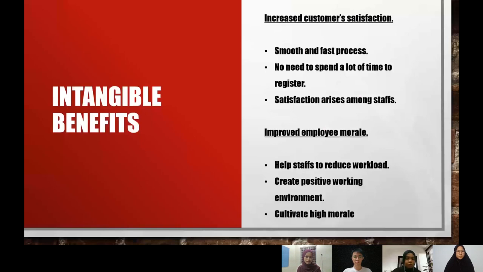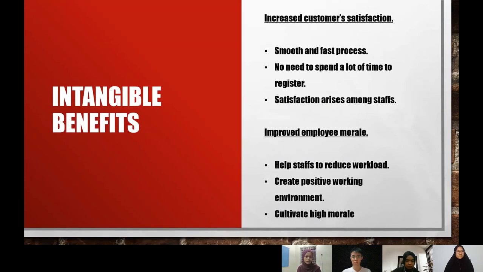And for intangible benefits, first, they can increase customer satisfaction. This means that developing the new system can increase customer satisfaction because the system can run the process smoothly and faster. Then they do not have to spend a lot of time to register their courses.